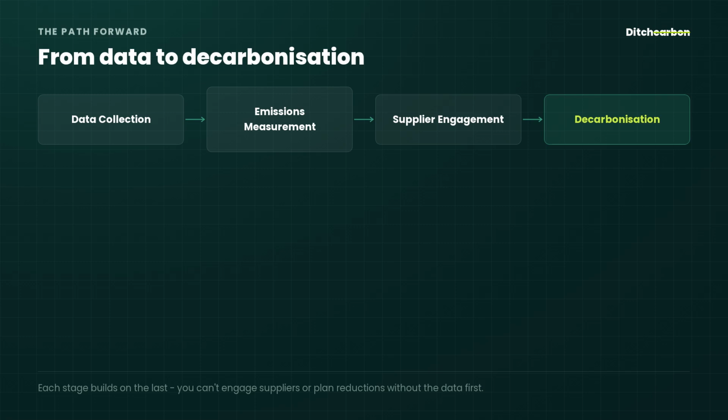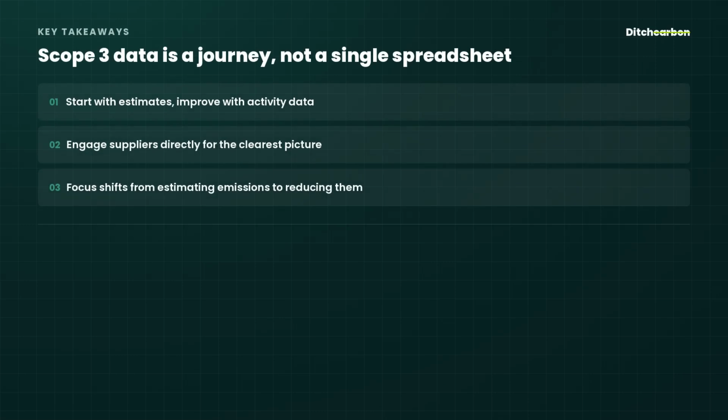So, to bring this together, Scope 3 data is a journey, not a single spreadsheet. Start with estimates and improve with activity data over time. Engage suppliers directly to get the clearest picture. And remember that the focus should always shift from estimating emissions towards actually reducing them. Progress beats perfection. Every step towards better data is a step towards a better decision. That's what Scope 3 data really is and why it matters so much right now.